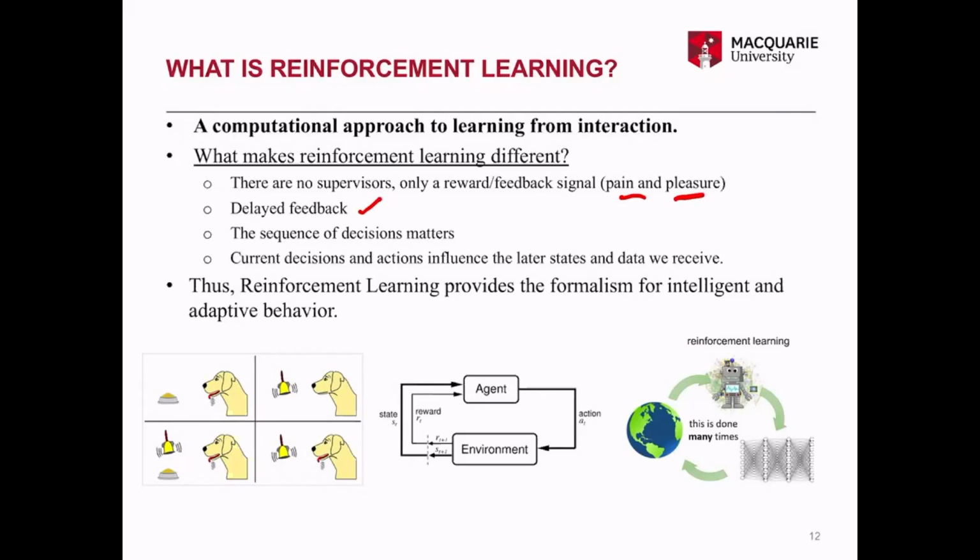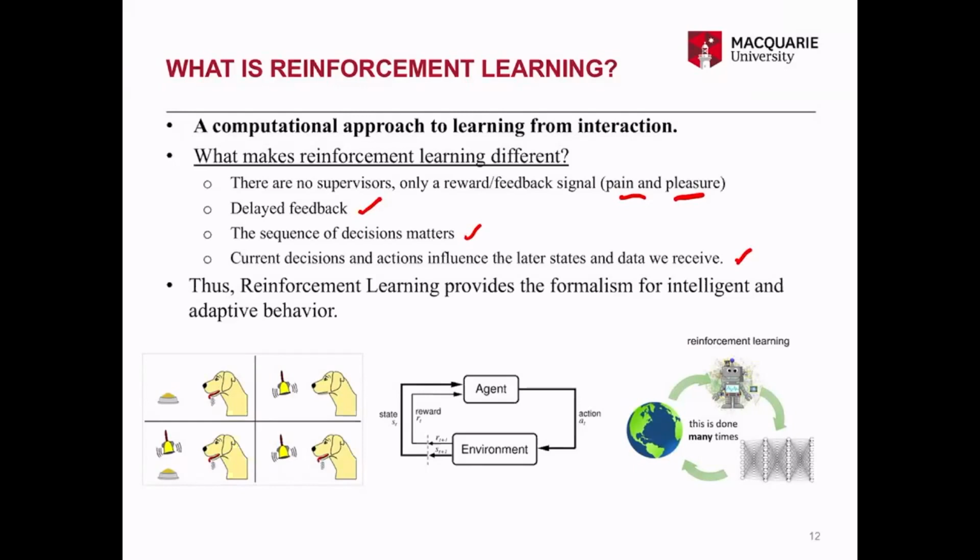The sequence of decisions matters. What you do now will influence what you perceive tomorrow and what you do tomorrow, and so on and so forth. The current decisions and actions influence later states and the data we receive. As a result, reinforcement learning provides the formalism for intelligent and adaptive behavior.